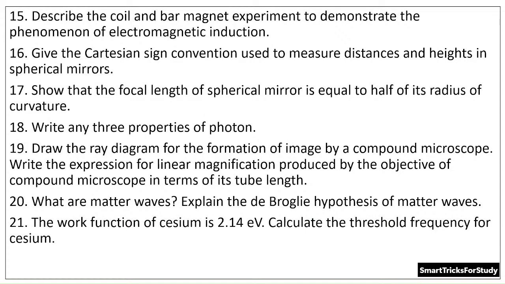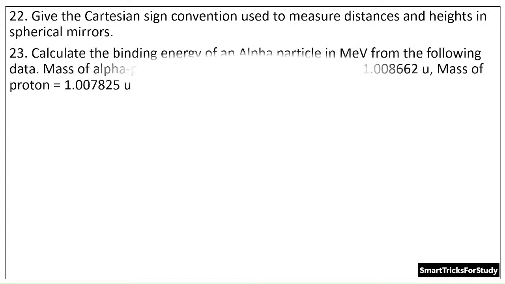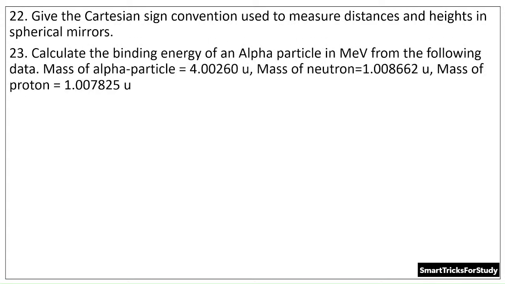21. The work function of cesium is 2.14 eV. Calculate the threshold frequency for cesium. 22. Give the Cartesian sign convention used to measure distances and heights in spherical mirrors. 23. Calculate the binding energy of an alpha particle in MeV from the following data.